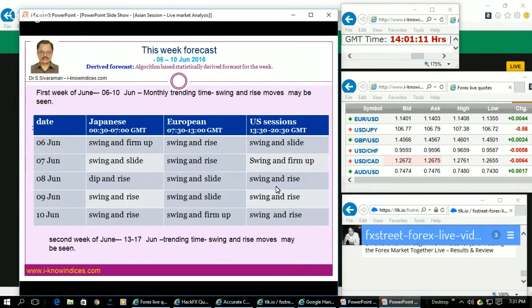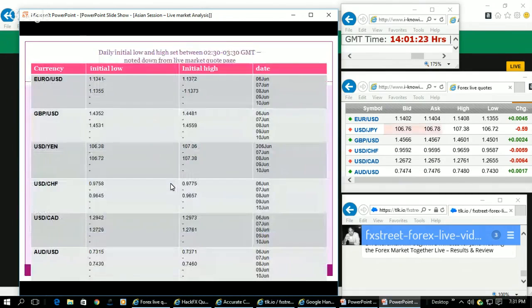So first of all, using the market reading technique, to find out where they are making the swing, whether near the high or above the high, or near the low or below the low, is very important. For that, we noted down the initial lows and the highs, and here I noted down by 3:30 GMT. And those levels are now being compared with the market to find out where they are heading.